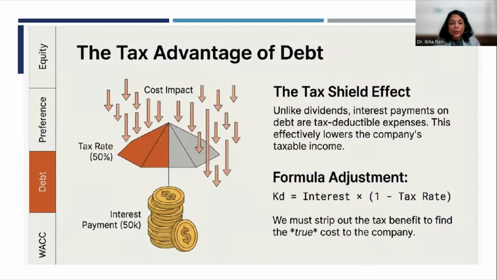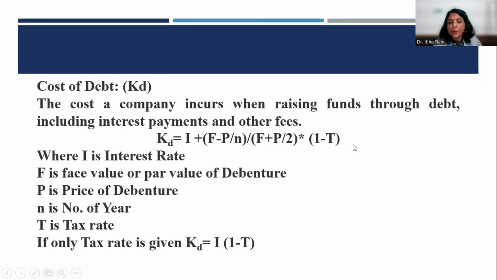Here, when a company is raising funds through debt funds, debentures, bonds or any other debt funds, it will give you the tax shield effect. It means that whatever interest is paid on the debt, those interest amounts are tax deductible in nature. This will lower the company's taxable income. That's why we need to adjust for the tax rate when we are calculating the cost of debt. That's why in this formula it should be multiplied by 1 minus T. T is the tax rate.